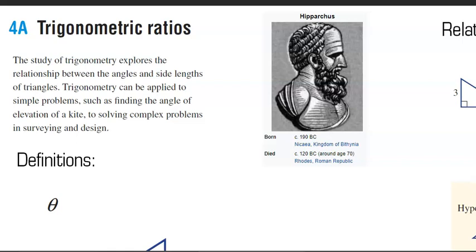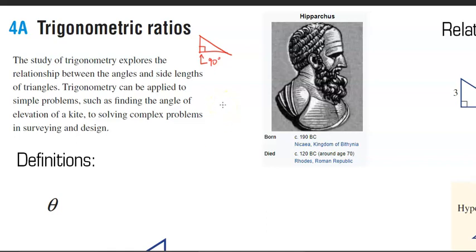So the study of trigonometry explores the relationships between the angles and side lengths of triangles, and more specifically, we'll be looking into right angle triangles. A right angle triangle is a triangle where one of the degrees is 90, and this is dictated by the little square here. Trigonometry can be applied to simple problems, such as finding the angle of elevation of a kite, to solving more complex problems in surveying and design.